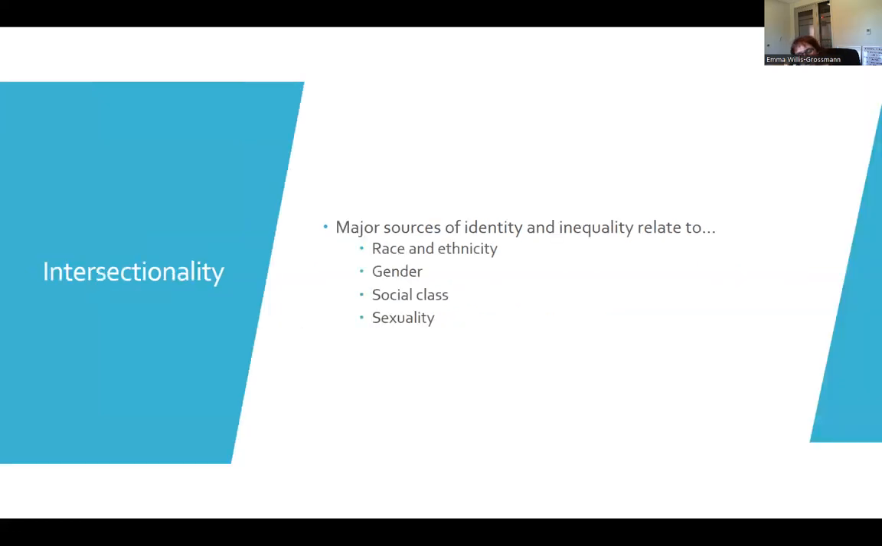So I mentioned this earlier in our feminist theories slide, but intersectionality is a principle that argues that inequalities that are related to one's social identity often overlap with inequalities that are related to other identities. The major causes of identity and inequality include race and ethnicity, gender, social class, and sexuality, and we'll be discussing each of these throughout the semester. When we examine families and their context, we need to understand how all of these components of identity are going to impact their lived experiences.